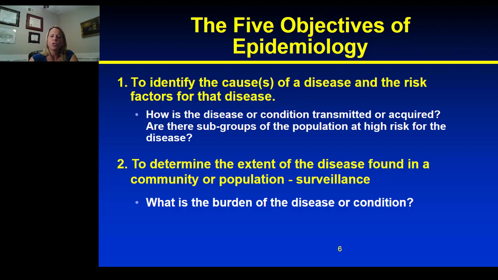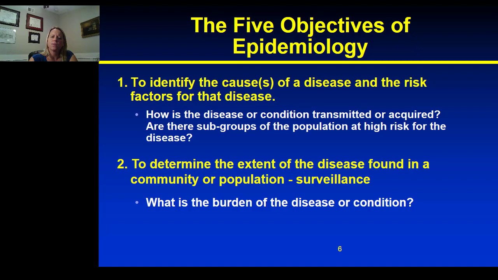Now, there are 5 key objectives in epidemiology. The first is to identify the cause of a disease and the risk factors for that specific disease. For example, we may be interested in how the disease or condition is being transmitted or acquired. We also may be interested in how different subgroups in a population, perhaps by race, sex, age, or another factor, are at a higher or lower risk for acquiring a specific disease than others. There are a myriad of questions we could be asking in this particular objective.